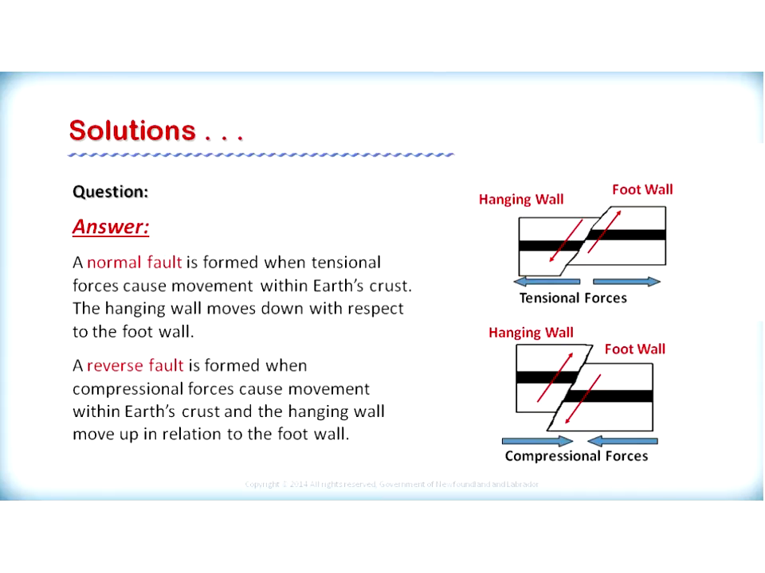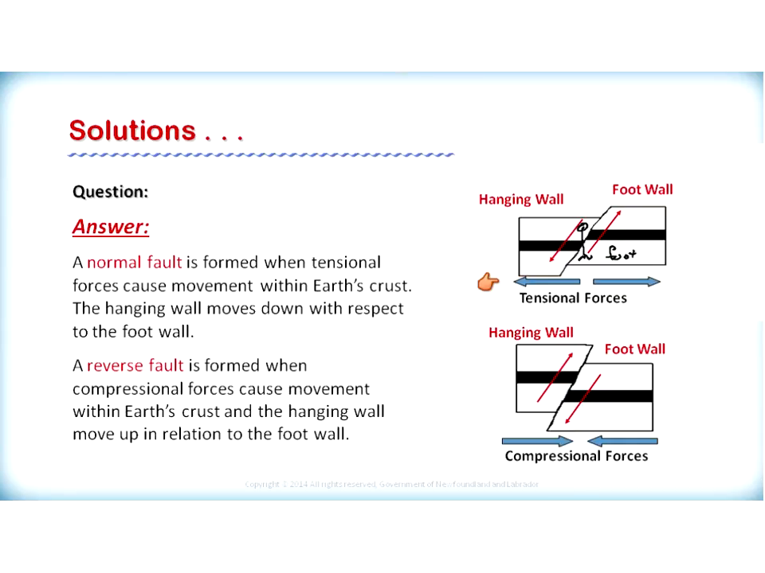Again, we draw our stick man. He will be standing on the footwall, and therefore the hanging wall moves down with respect to the footwall, and this is caused by tensional forces, which are indicated by the blue arrows moving apart. So these two points in the diagram describe a normal fault and what a normal fault looks like.